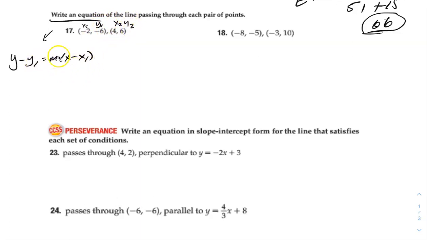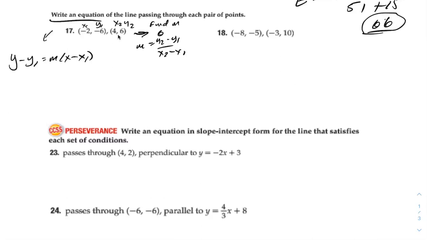You don't ever plug in for x and y. That's going to be part of my equation. So you only plug in for x1 and y1. I don't have my slope, but I have 2 points. So I can find the slope. So that's what we're going to do. We're going to find m. So m equals y2 minus y1 over x2 minus x1.